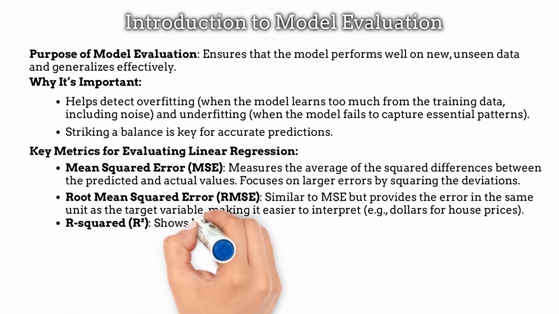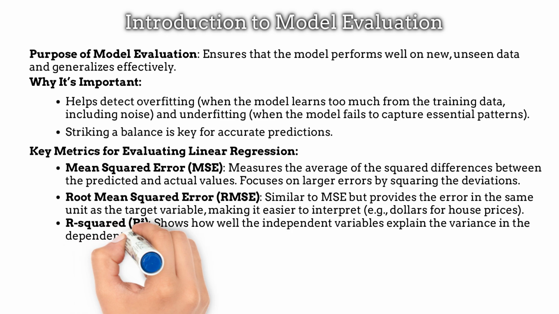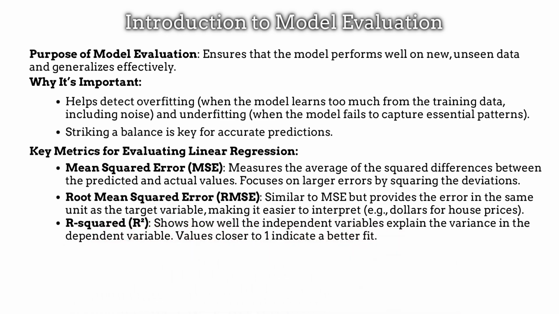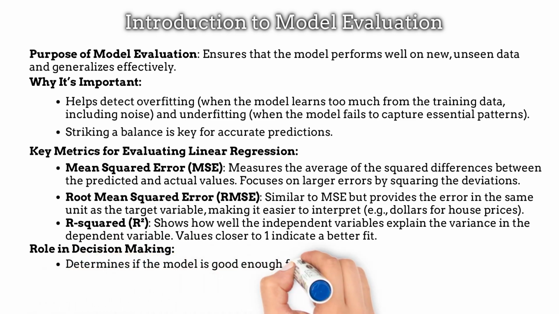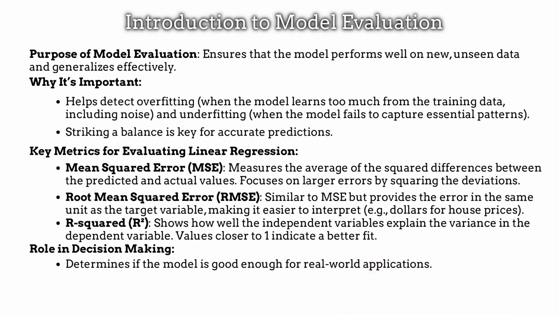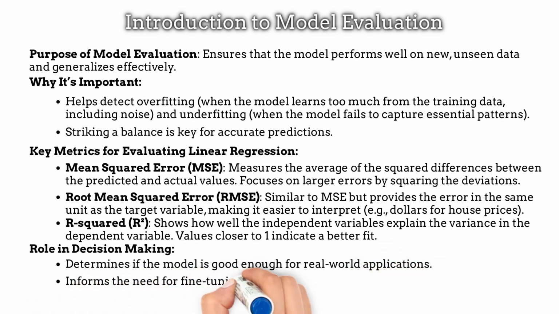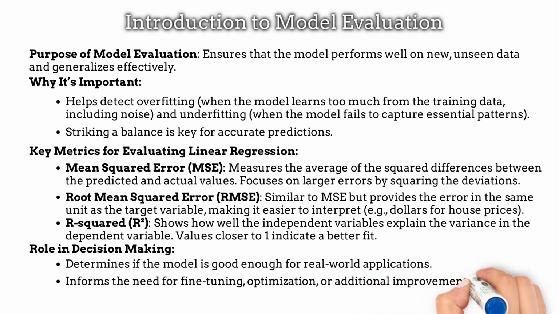If we're predicting house prices, for example, RMSE gives us an idea of how far off the model's predictions are in thousands of dollars. R squared explains the proportion of variance in the dependent variable that is predictable from the independent variables. It gives us an idea of how well our model explains the data, with values closer to 1 indicating a better fit. Evaluating the model helps us decide if it's good enough to be used in real-world applications, and it informs us on whether we need to fine-tune or improve the model. In this way, model evaluation serves as a critical feedback loop in the machine learning process.